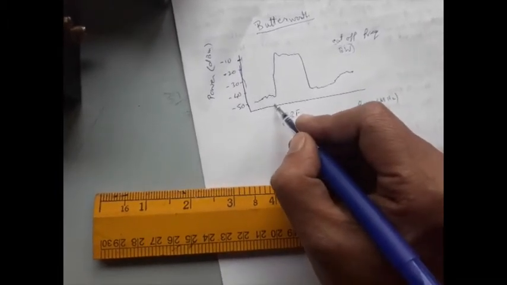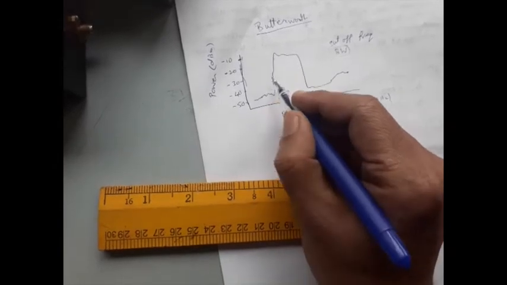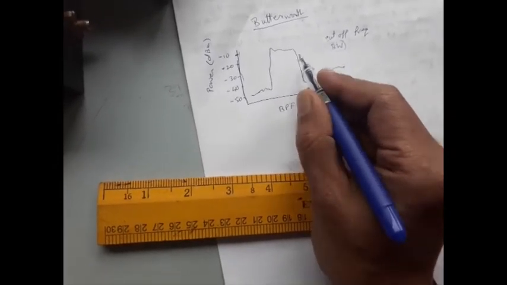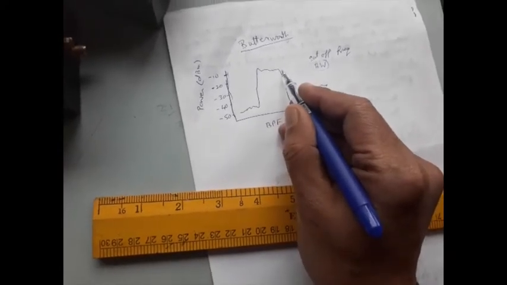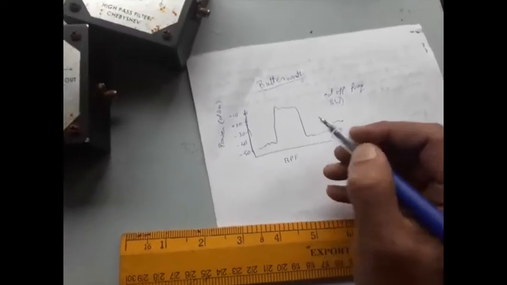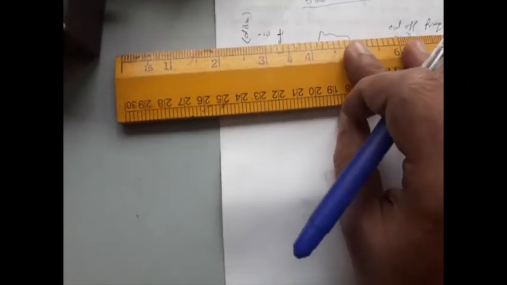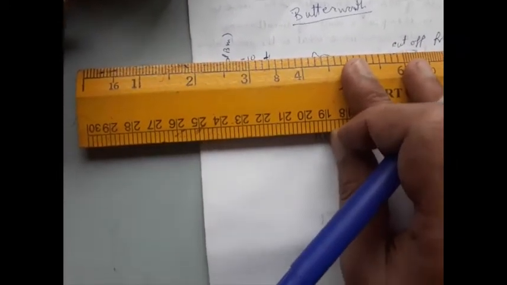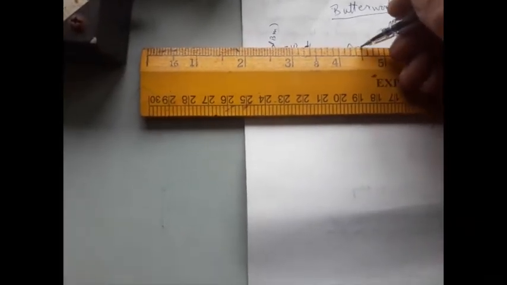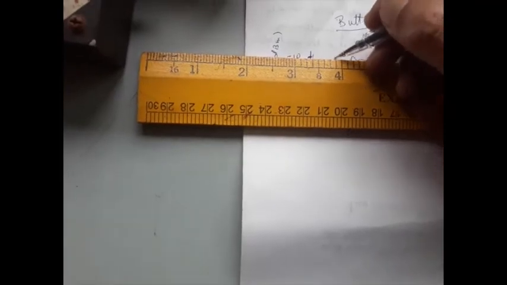And from this point to that point, this point to that point, we have transition. This is the first transition and this is the second transition. This is the transition from stop band to pass band, and this is the transition from pass band to stop band. Now we have to determine the average power of this region. So for that, you place one scale exactly horizontally so that you have equal power on both sides, right? Then draw a dotted line like this.